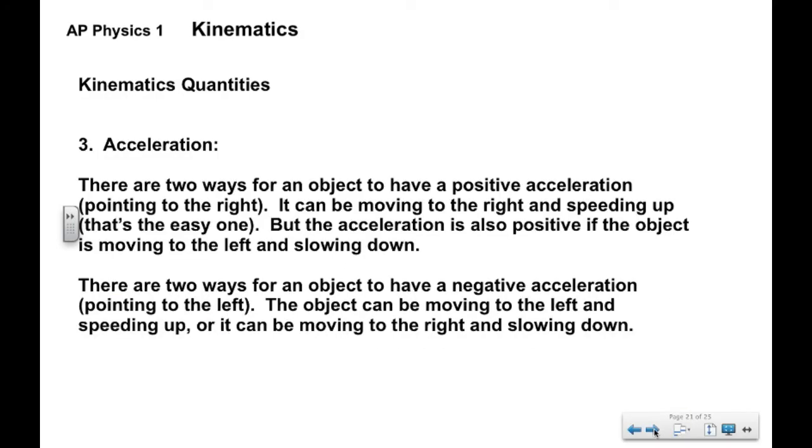So one way you can remember this, there are two ways for an object to have a positive acceleration that points to the right. It can either be moving to the right and getting faster, or it can be moving to the left and slowing down. That's the tough one. There are also two ways for an object to have a negative acceleration, which points to the left. It could be moving left and speeding up, or it could be moving right and slowing down.